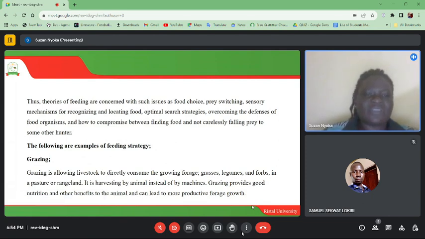Grazing is allowing livestock to consume the growing forage, grasses, legumes, and forbs in a pasture or rangeland. It is harvesting by animal instead of by machines. Grazing provides good nutrition and other benefits to the animal and can lead to more productive forage growth.